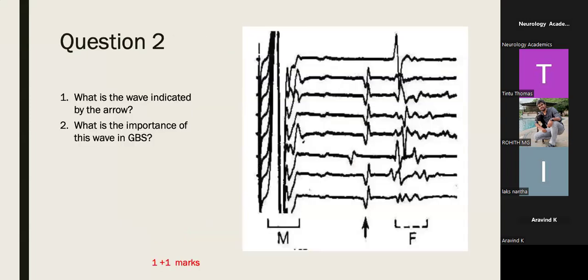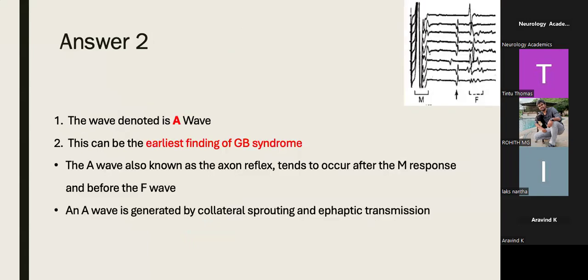So the next question was, what is the wave indicated by the arrow? And what is the importance of this wave in GBS? This wave is the A wave, that is the axon reflex wave, which tends to occur before the F wave and after the M response. This can be the earliest finding in GB syndrome, and it is generated by collateral sprouting and ephaptic transmission.